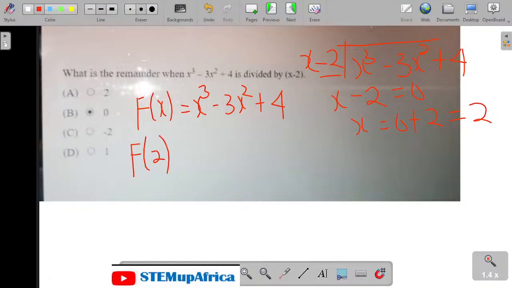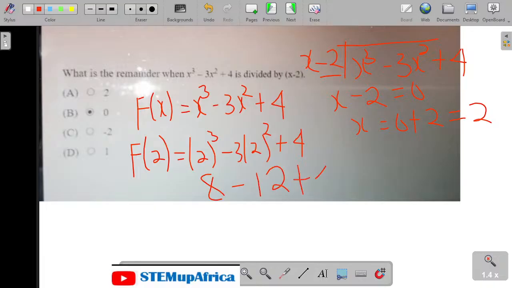Whatever I have is now the remainder, which is 2 raised to the power 3 minus 3 bracket 2 squared, plus 4. 2 raised to the power 3 is 8. 2 raised to the power 2 is 4. 4 times 3 is 12, plus 4. 8 minus 12 is minus 4. Minus 4 plus 4, the result is 0. So the answer to this question is 0.